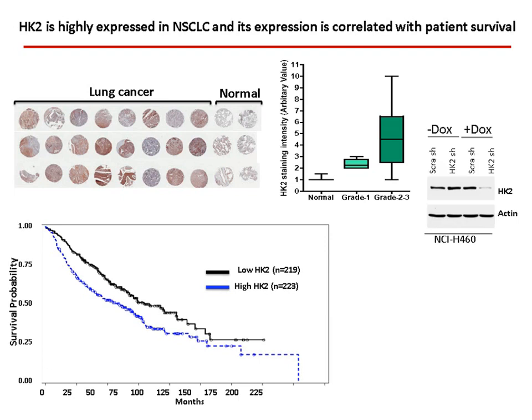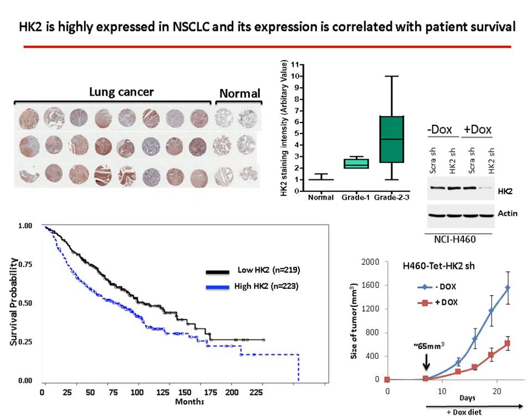We have generated a human lung cancer cell line in which we can conditionally silence hexokinase 2. We then subjected the cells to a xenograft assay in mice. When the tumors were palpable, we then exposed the mice to doxycycline, which then deletes hexokinase 2, and you can see that we markedly attenuated the tumor growth in vivo when we deleted hexokinase 2.